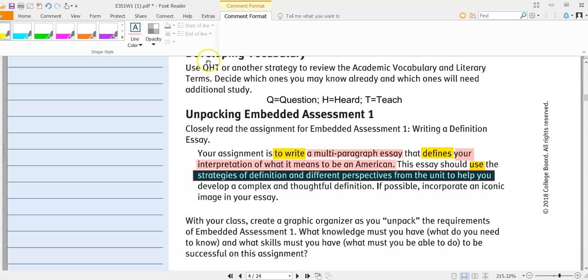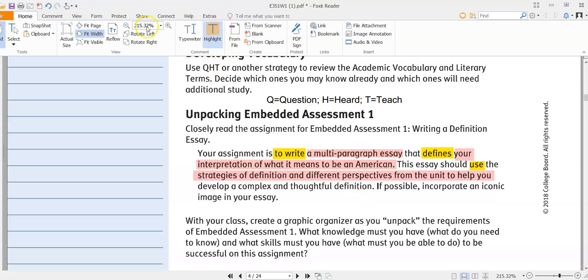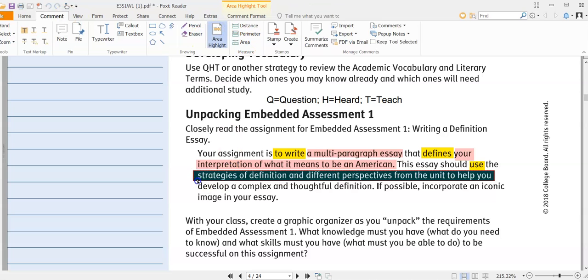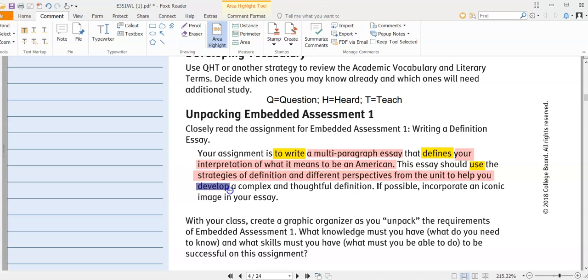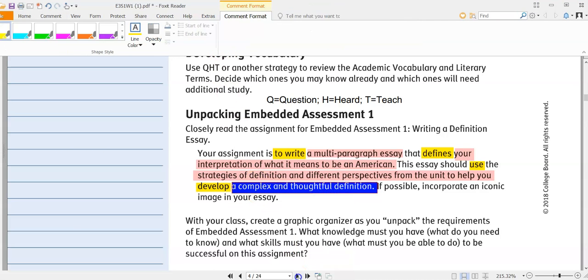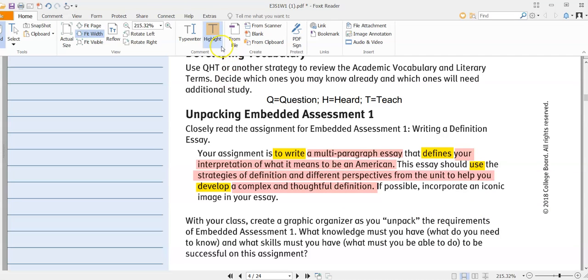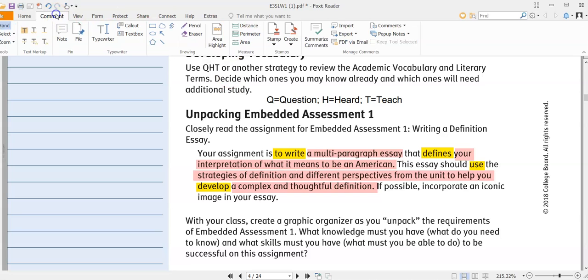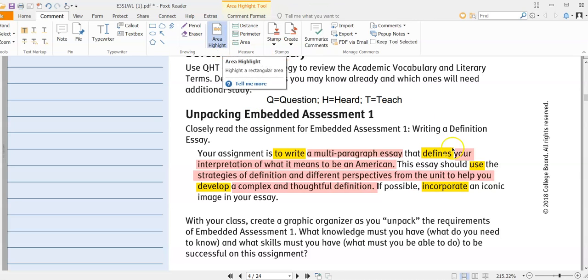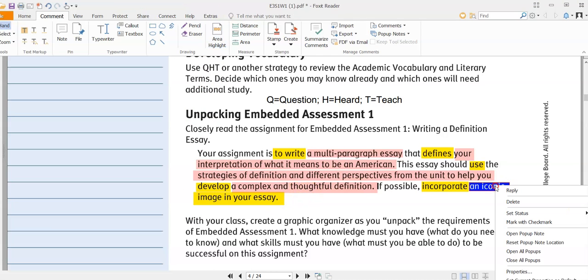All right. And then I'm going to look where it says develop, so we know that we're going to have to develop. It's another thing we're going to have to do. And what are we going to have to develop? We're going to have to develop a complex and thoughtful definition. For this one, I'm going to select properties, color, pink. Okay. If possible, incorporate an iconic image in your essay. So you're also being asked to incorporate. That's a verb. And then, what are you being asked to incorporate? An iconic image. So I'm going to highlight that once again with the pink.